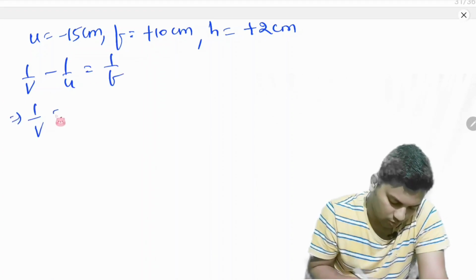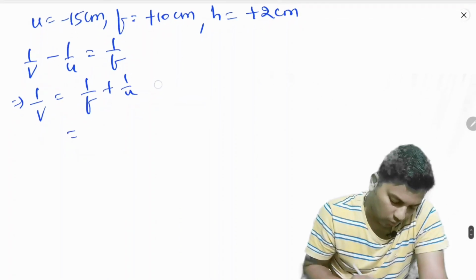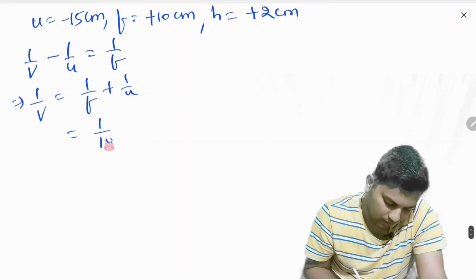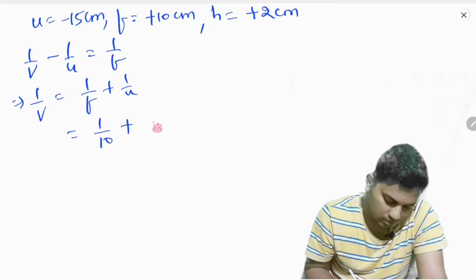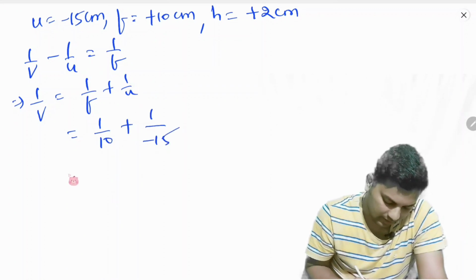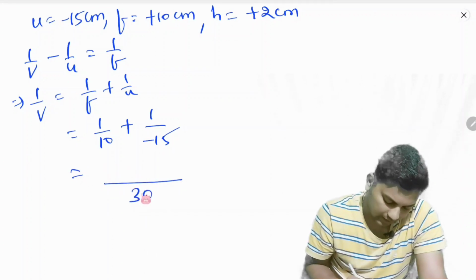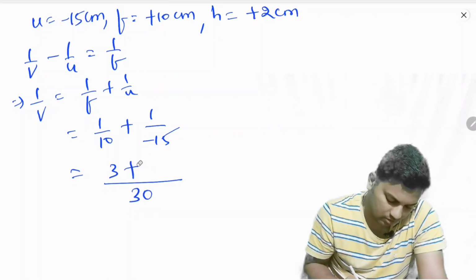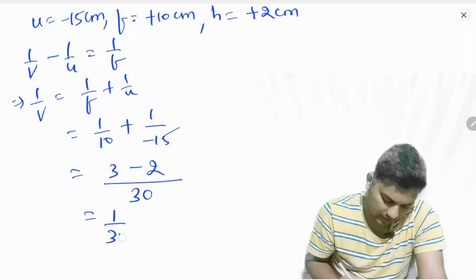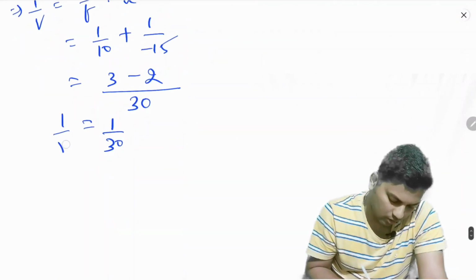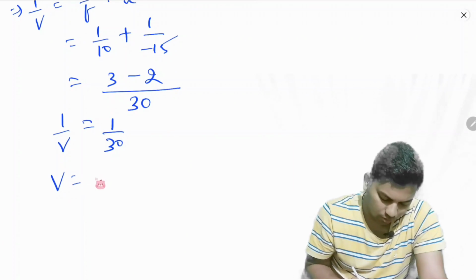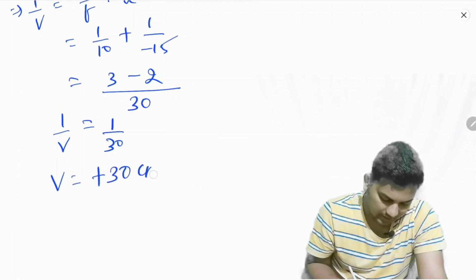1 by v minus 1 by u is equal to 1 by f. Next, 1 by v is equal to 1 by f plus 1 by u. That is 1 by 10 plus 1 by minus 15. Just take the LCM: 30 divided by 10 gives 3, and with the minus sign we get minus 2, so 3 minus 2 is 1 by 30. So 1 by v is equal to 1 by 30. So v is equal to plus 30 centimeter.